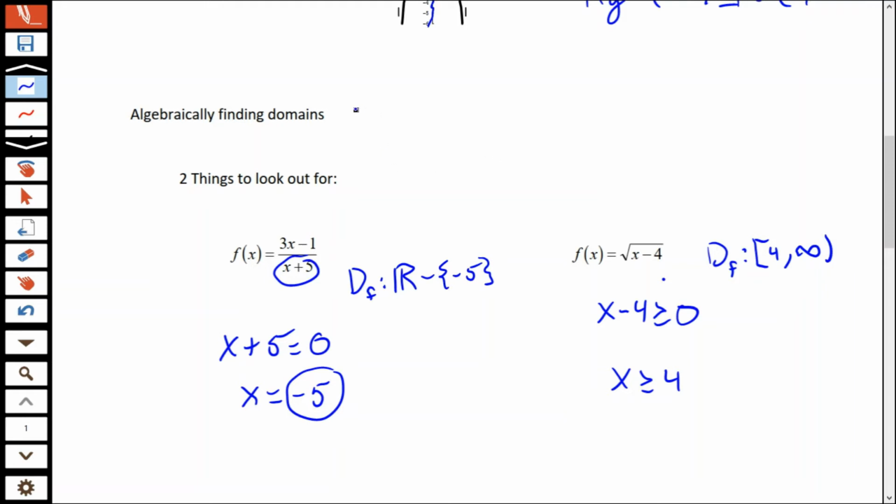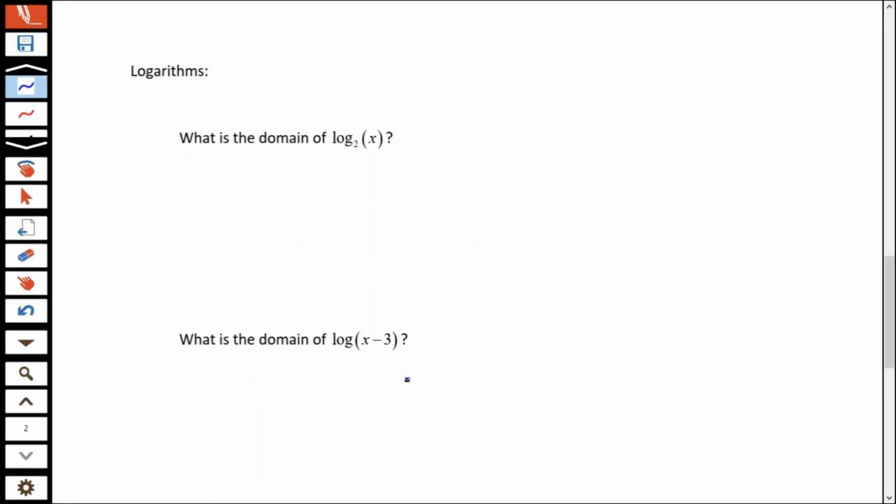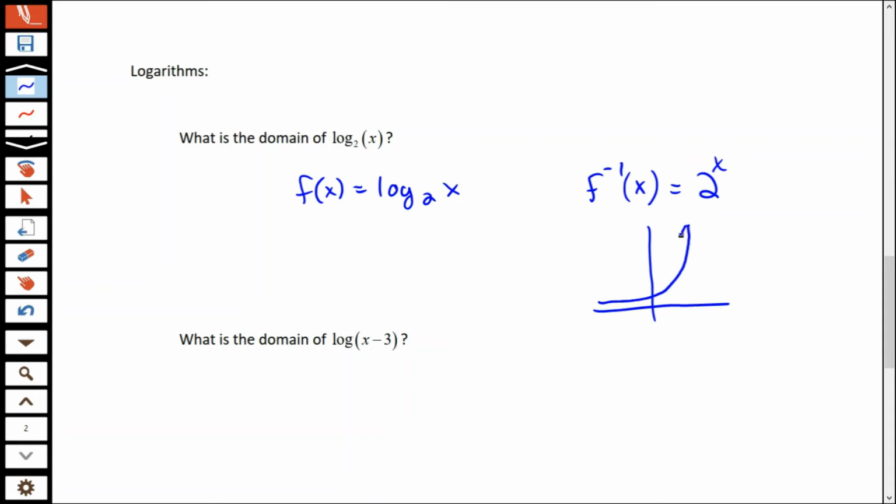Now, with these new functions that we've been working with last week called logarithms, this inverse of exponentials, we now have a new problem when we try and find the domains of functions. So we know that, let's say, f of x equals log base 2 of x. Well, that would mean its inverse, of course, is 2 to the x.